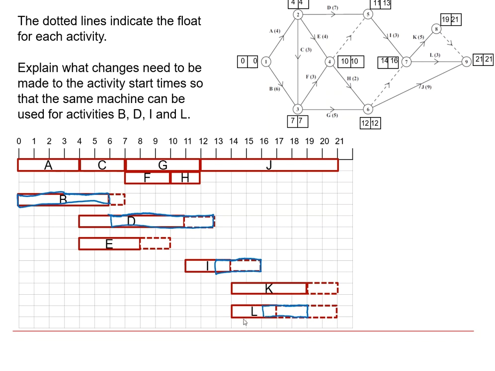However, we do need to be careful. We're not quite done yet, because if you notice, K is dependent on activity I. So K can't start until I has finished. But it's still okay. I can move K along as well. There is enough float available in K to move that also. And so that will allow us to do what we are trying to do there.